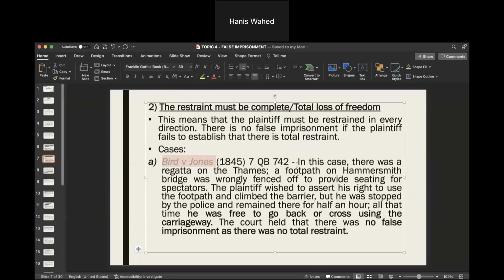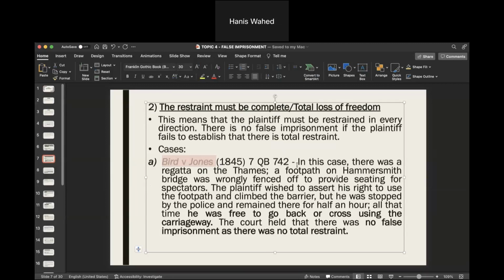Why was the restraint not complete? Because the court said that the plaintiff can go back, and then he can walk along the carriageway to cross the bridge. Maksudnya dalam sini, there was a way to escape, and the way to escape was not dangerous. So the restraint itself was not complete, and because of that, the defendant was not liable for false imprisonment.